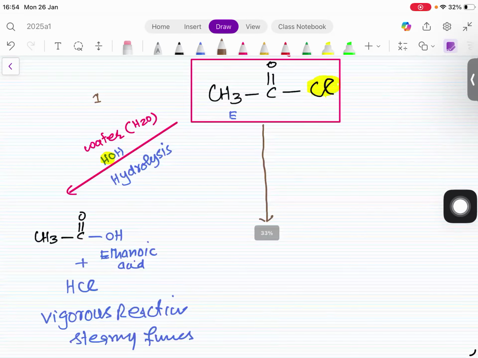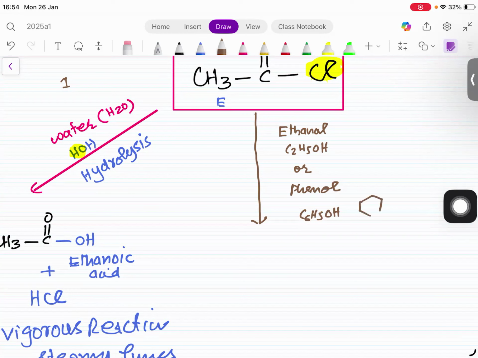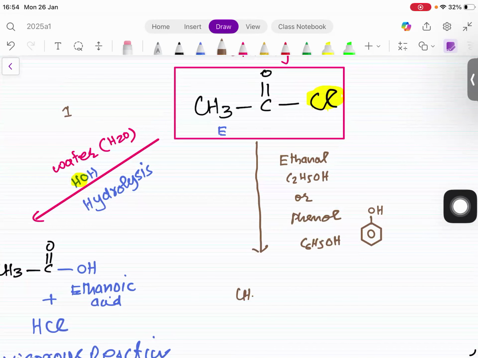when I mix them with ethanol, which is C2H5OH, or phenol, which is C6H5OH. Okay? Once you react them with ethanol or phenol, okay? What is the product? CH3, C double bond O.